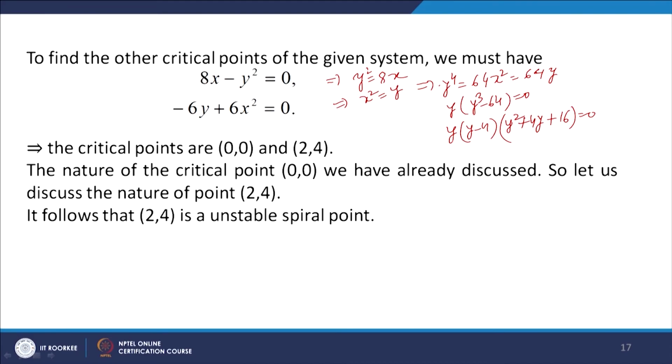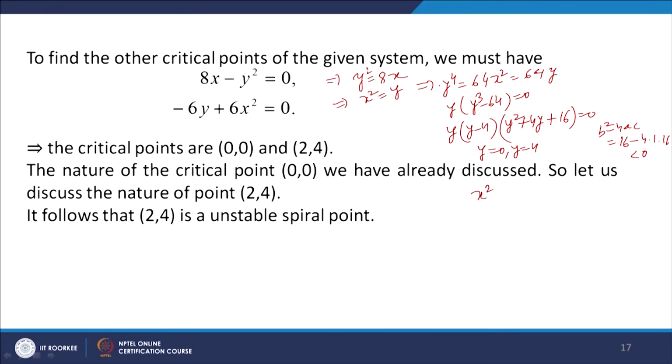Now, the real solutions of this equation you can see are y = 0 and y = 4. This equation y² + 4y + 16 does not give us a real solution, because b² − 4ac is equal to 16 − 4 into 1 into 16, which is negative. So, y² + 4y + 16 does not give us a real value of y. The real values of y are 0 and 4, and x² is equal to y.